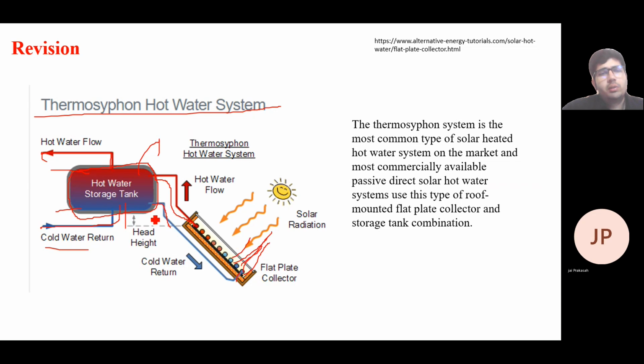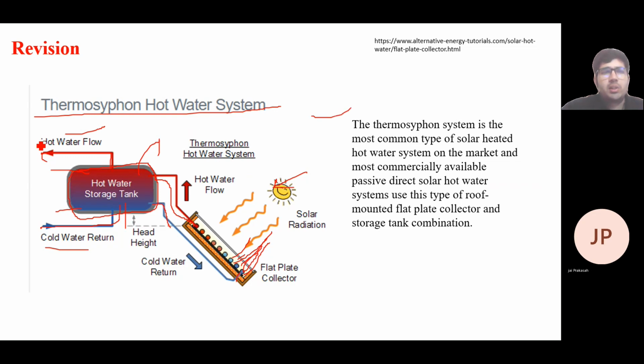So the long tubes. This is a manifold. Maybe they are attached at the end. In this way, it will absorb the solar radiation, and you get the hot water. So the thermosiphon system is the most common type of solar heated hot water system.